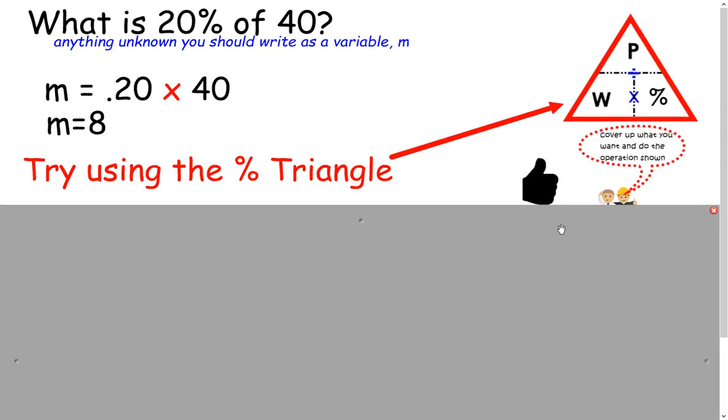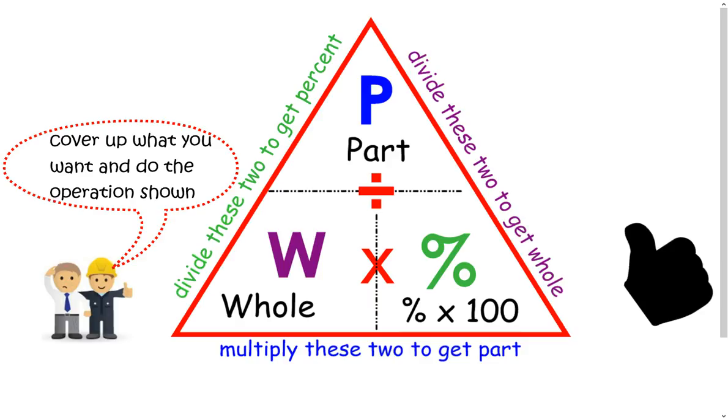For the triangle method, let's learn a little bit more about that. Okay, we've got P is part, W is whole, and percent means part of 100, or out of 100. It's a decimal, so you have to multiply by 100 to get percentage. What you do is you cover up the thing that you want to find, and then you do the other operation.